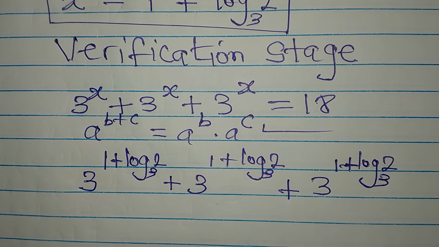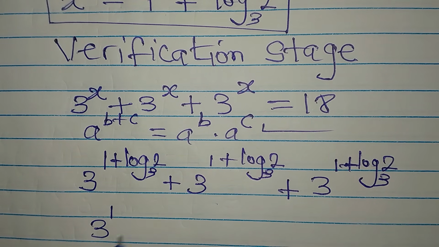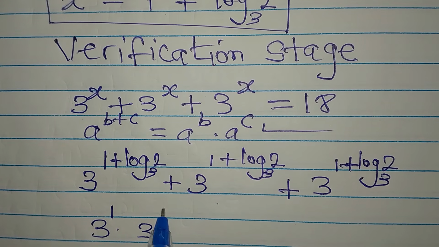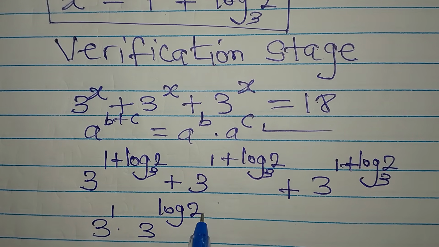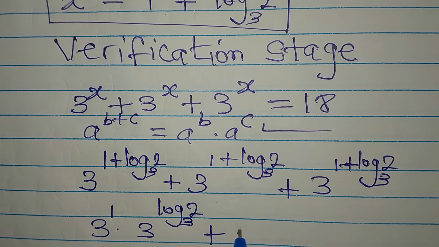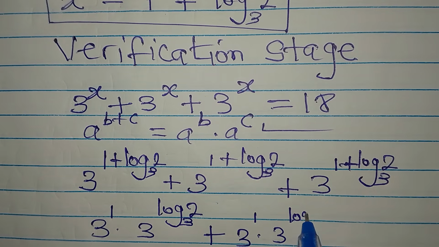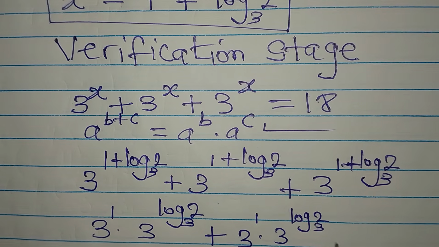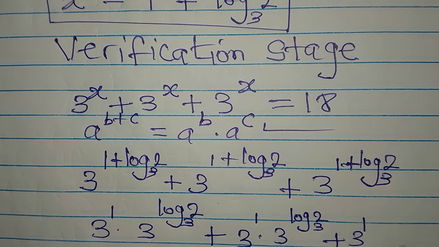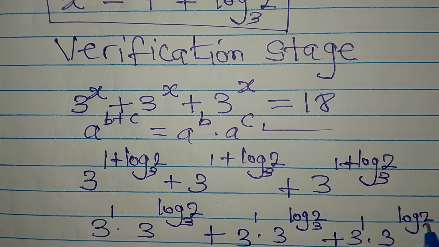Now, the law I just explained will come into play here, so that we'll now have 3 to the power of 1 times 3 to the power of log 2 to base 3. We have it in 3 places: 3 to the power of 1 times 3 to the power of log 2 to base 3, plus 3 to the power of 1 multiplied by 3 to the power of log 2 to the base of 3.